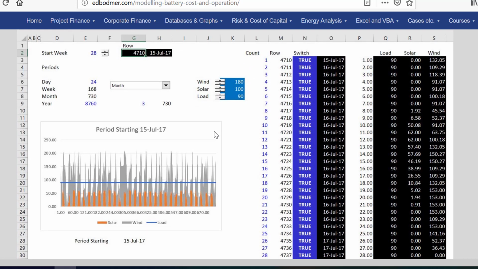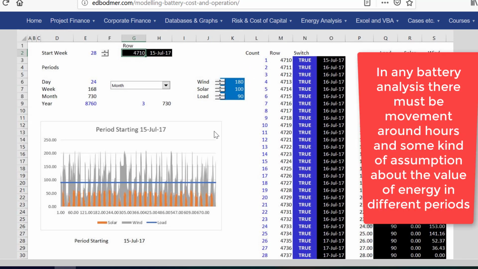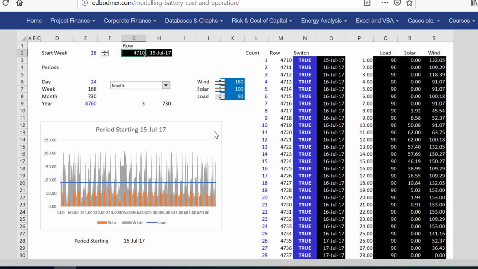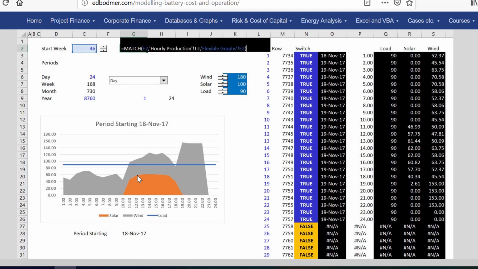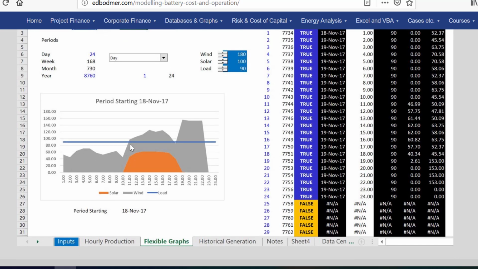The key to doing this, and the key to doing any of this, is to understand what your strategy is going to be in charging and discharging the battery and how you're going to use it. In this case, I made a very simple example with a flat, 24-hour load, but the hourly patterns are different for the wind and the solar. So the question is, what are you going to do? And this is for a day.